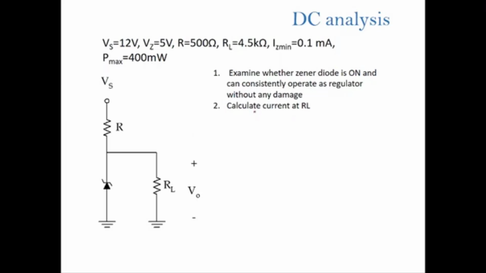Okay, in this video, we will discuss one example of DC analysis for a Zener diode voltage regulator. We consider this very simple Zener diode voltage regulator circuit, which consists of a supply voltage, and then we have the R here. This is actually the supply resistance, and then we have the load resistor. The load resistor is connected in parallel with the Zener diode. Here the supply voltage is 12 volt, and R here is 500 ohm.